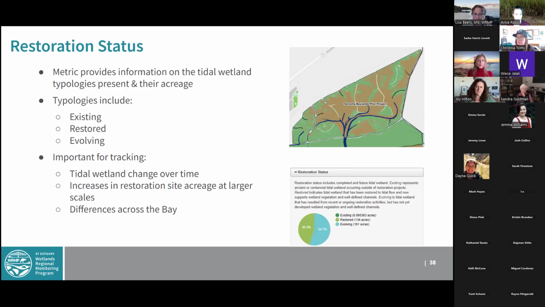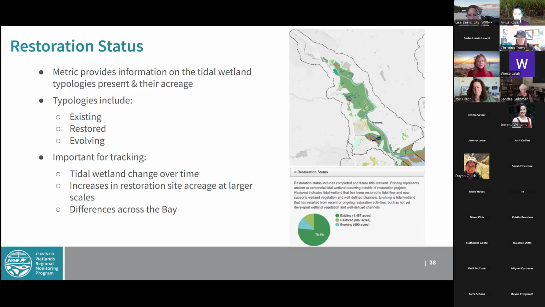So this is important for tracking tidal wetland change over time, your increases in restoration site acreage at larger scales, and also to be able to look at differences across the bay. So following the same site and also the different scales of analysis as in the last metric, focusing in on the Sonoma Baylands project, you can see since this is a restoration site, it's almost 50-50 divided between restored and evolving tidal wetland.